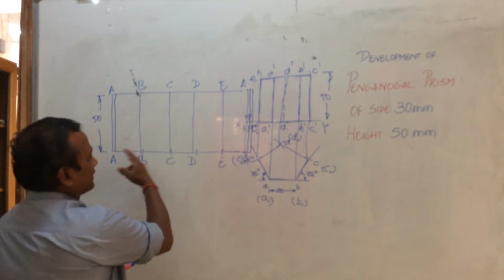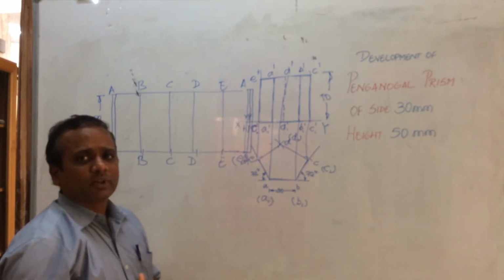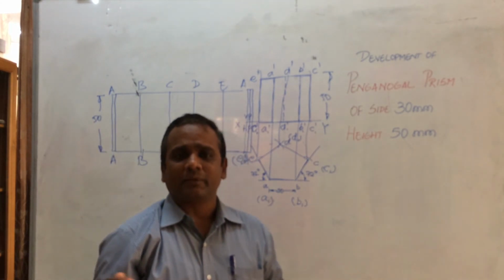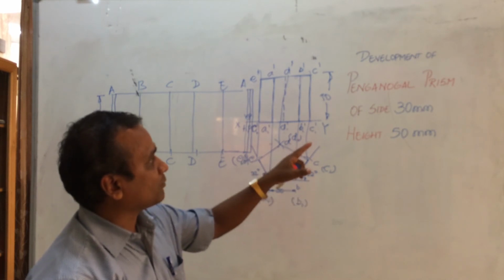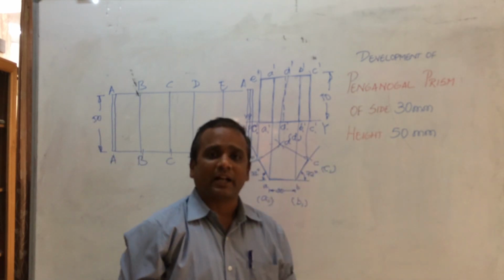Using a scissor, I will cut this and attach it over a sheet. Using a mallet, if I produce it, that would be the development using sheet metal of a pentagonal prism of side 30 mm and height 50 mm.